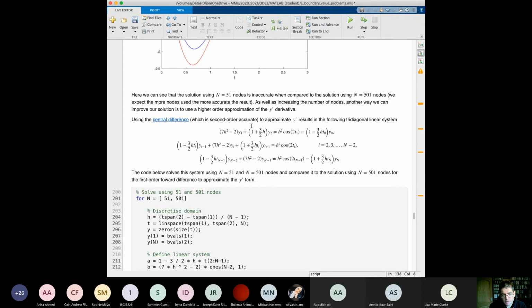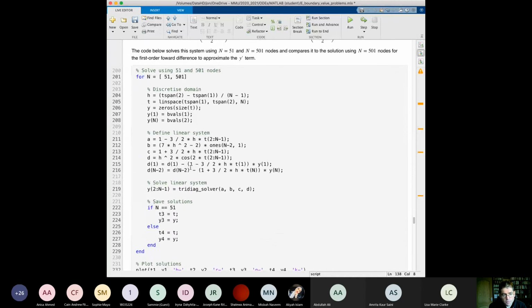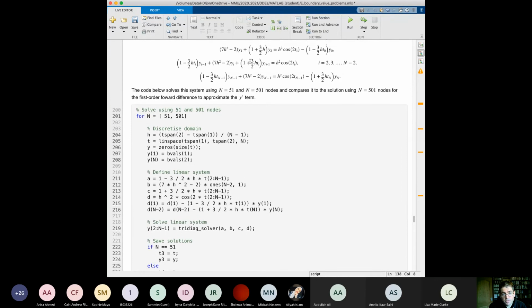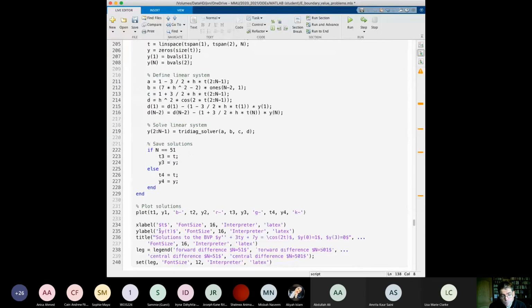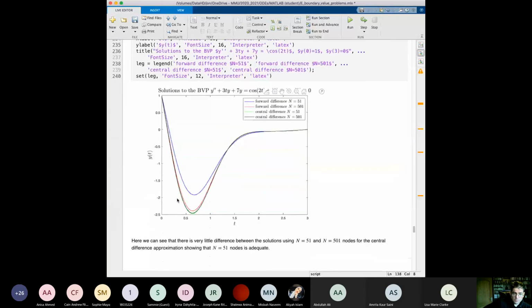This gives us a slightly different tridiagonal system. I've altered the code above to change A, B, C, and D for our new system. So doing the same thing again, here we've got the plot. We've got a number of plots superimposed onto each other.